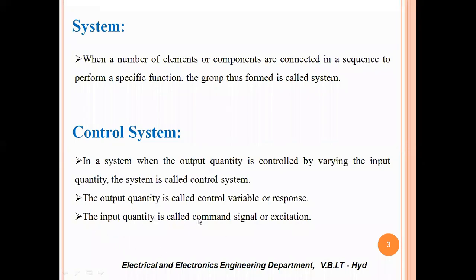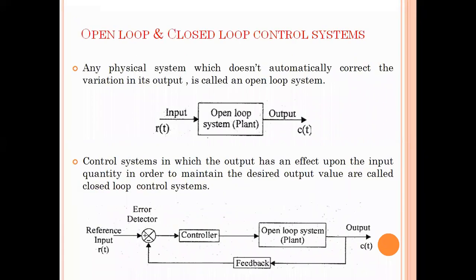The input quantity is called the command signal or excitation. Okay, so the system output response is controlled by the input signal or input excitation. That system is called a control system. Then what are the basic classifications in control system?